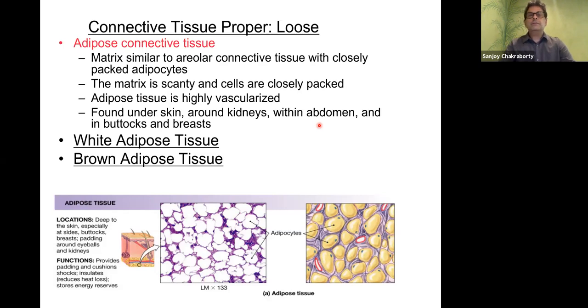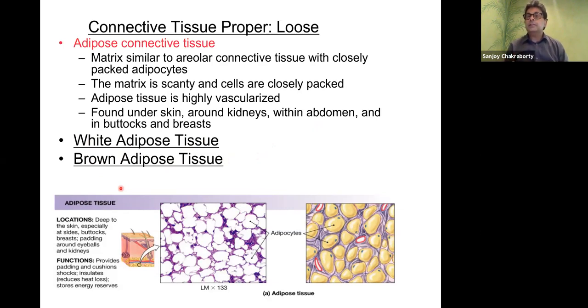There are two kinds of adipose tissue. We call them white and brown. White adipose tissue, WAT, and BAT, brown adipose tissue. This is based on how they look. White adipose tissue looks pale yellow, whitish in color, that's why the name. And brown adipose tissue appears brown. Infants and children have a lot of brown adipose tissue in their shoulder blade, the upper area.